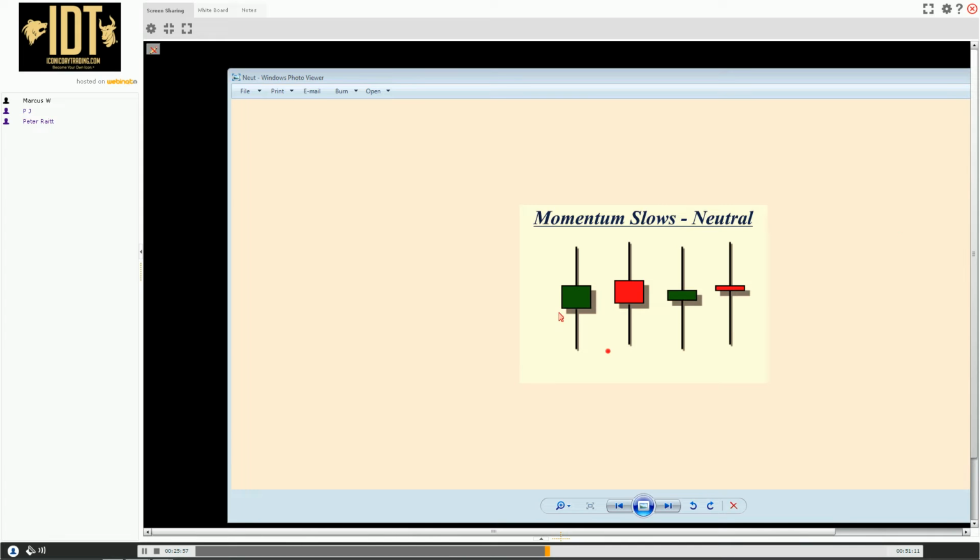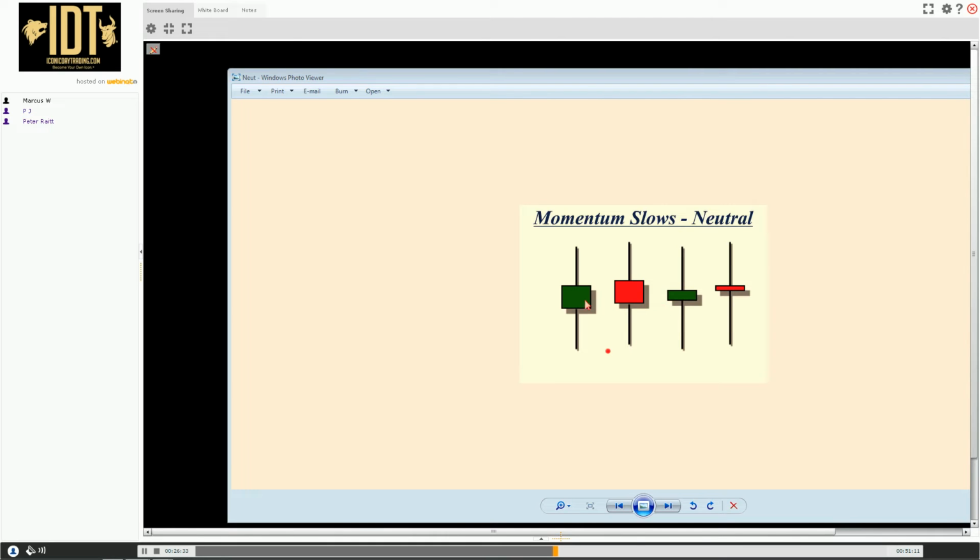These. Okay? I consider these all dojis. Call them haramis, whatever. I call them all dojis. That's what they are to me. Because there's really not much that separates this one from this one. These all tell me exactly what this says. Momentum is slowing. Even though they're neutral, they tell me it's a change of direction. Okay? In my experience, momentum is slowing, change of direction is coming. That's what these tell me.